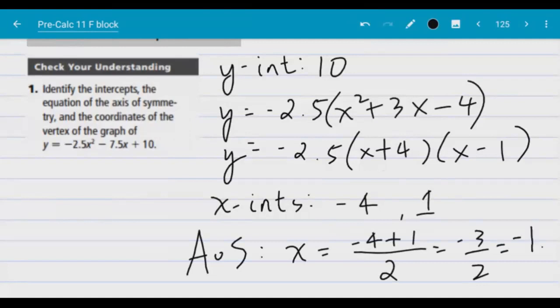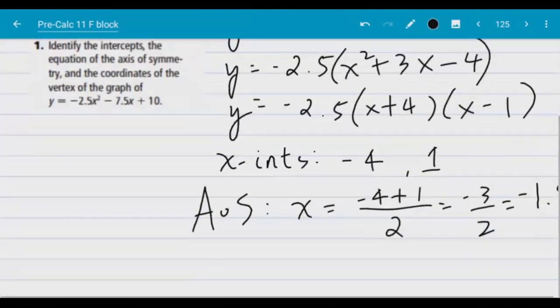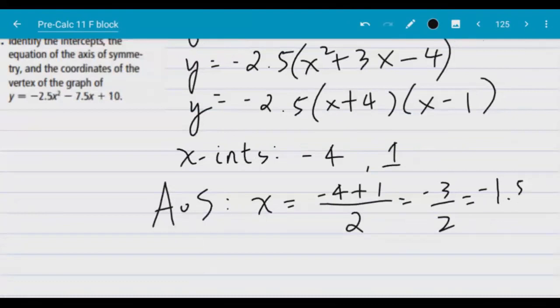It is up to you. But again, I would rather keep it as a fraction. It's really up to you. For the most part, I want to keep it as a fraction. Sometimes I do it as a decimal. So there's your equation of the axis of symmetry. X is equal to negative 3 halves or negative 1.5.